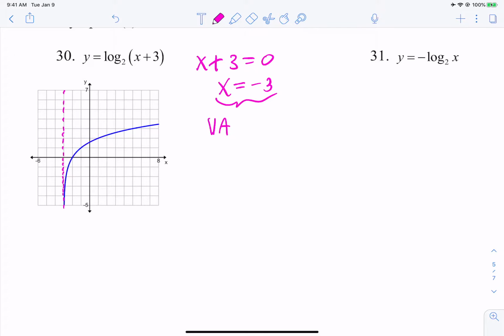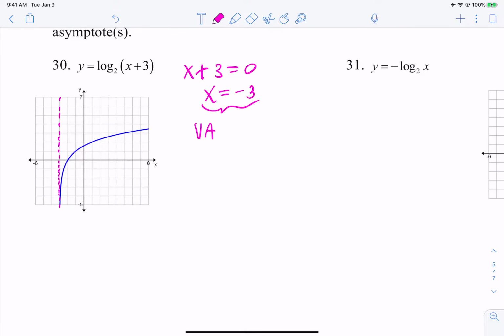Let's talk about domain and range. We do not plug in any x's over here. Our x's are from that vertical asymptote over. So our domain is almost -3, past it to infinity. Now remember, we write that almost -3 by putting it in a parenthesis.